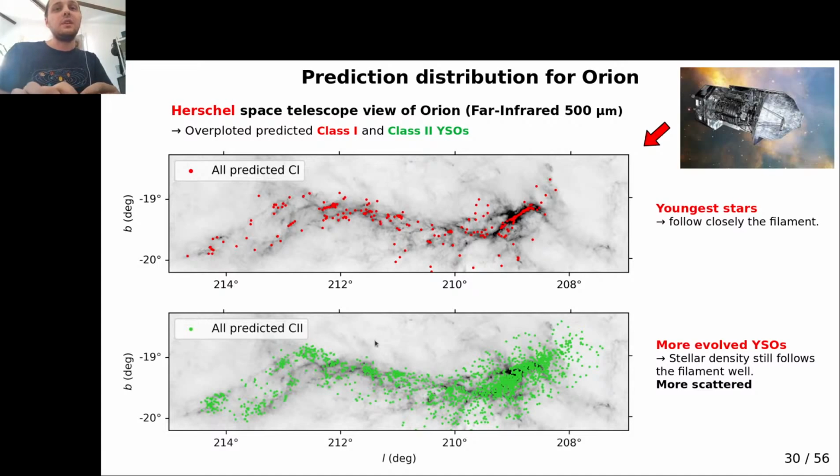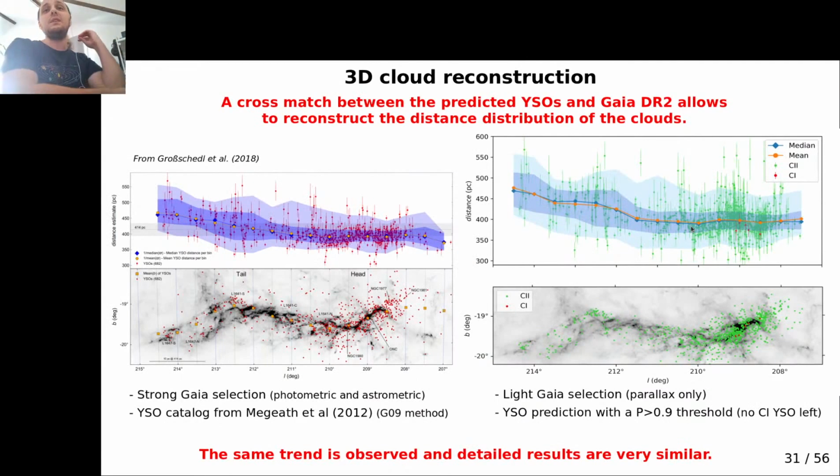And if we look at the class 2 WISOs, we have a much higher spread. But if you look at it in terms of class 2 density, they still follow pretty well the star-forming regions, the active star-forming part of the cloud. And what is more interesting for us is now to combine it with Gaia.